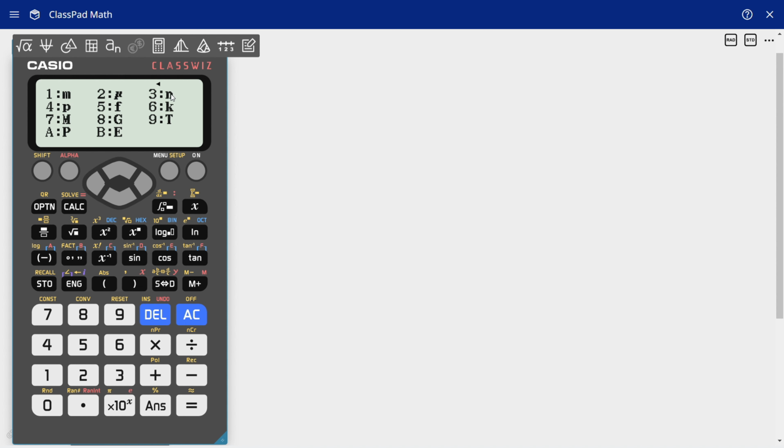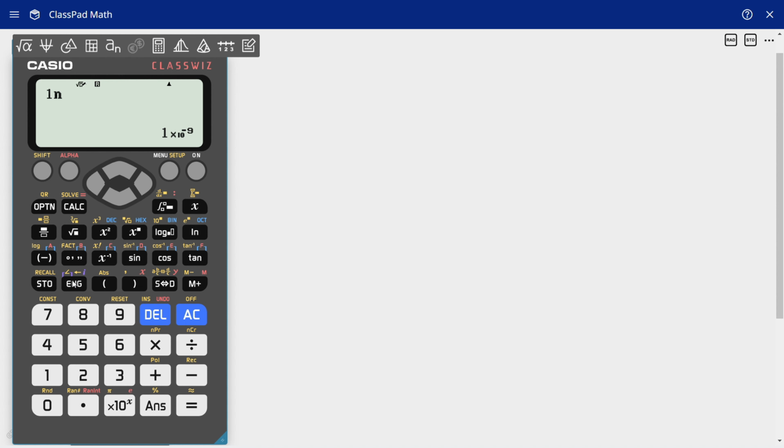For example, the option 3 is nano. So if I don't remember how much is 1 nanometer, I can convert it and it tells me it's 1 times 10 to the minus 9. So this is if you forget your conversion units in the exam to have different values, you can use this in the exam room.